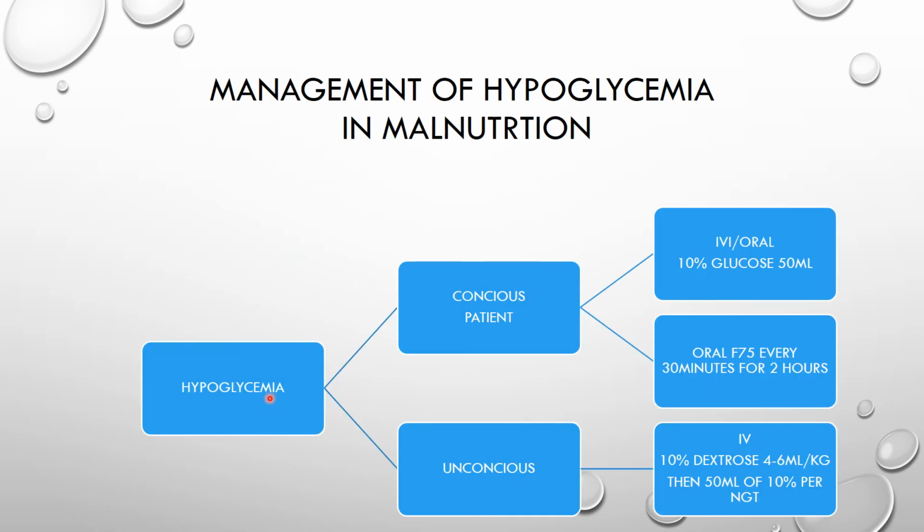Okay, so this is a table to just show how to manage hypoglycemia in malnutrition. If the patient is conscious, we can give IV or oral 10% glucose or sucrose 50 ml. Then after that, we give oral F75 every 30 minutes for 2 hours, and then 11 ml per kg every 2 hours. If the patient is unconscious, we always start with IV fluids, 10% dextrose 4 to 6 ml per kg. Then we move to 50 ml of 10% dextrose per NG tube, and then from there we start F75 feeds.